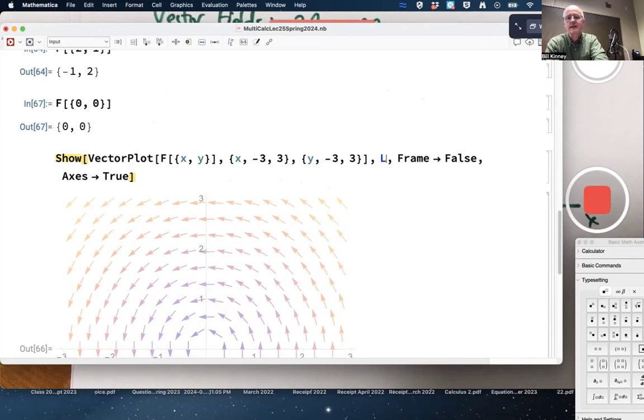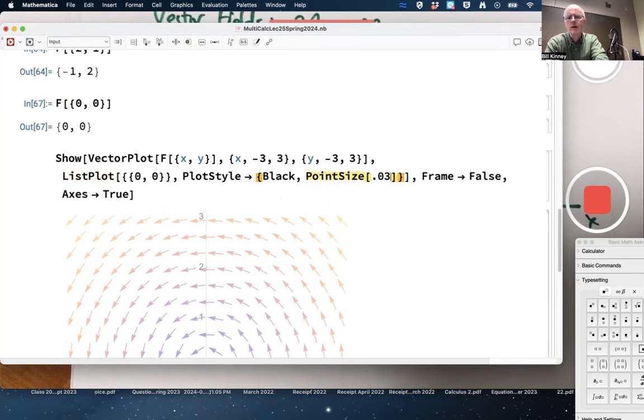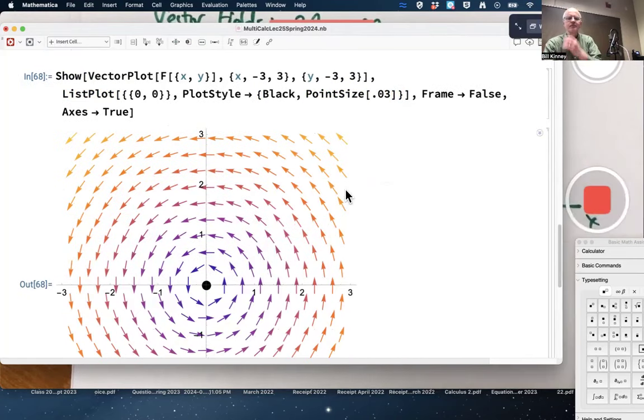One way to do that is with ListPlot and plot individual points like (0, 0). Make it a big dot in the middle, to emphasize the vector field is the zero vector there. That's actually pretty important.